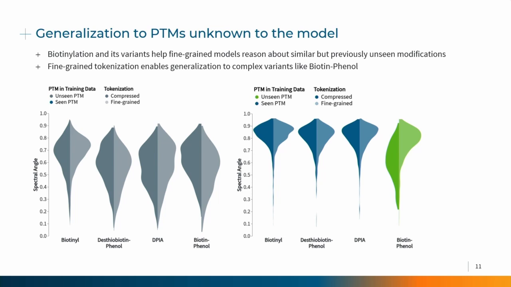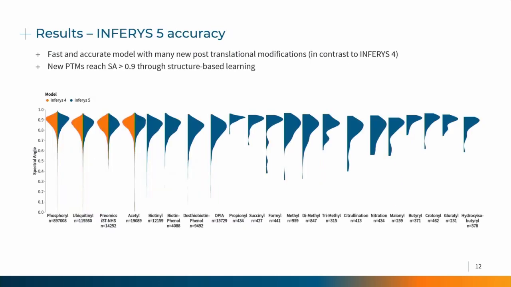But I already mentioned that we can get generalization, but at the cost of prediction time. And since speed is a priority to us, we decided to train INFERYS 5, a structure-based model with high compression tokenization. So we still retain the inference speed. However, this time we support many more PTMs than INFERYS 4. And you see the evaluation of the 2 models on different modifications on these violin plots. In the first 4 violin plots, you can see that we can still compare the accuracy to INFERYS 4 because INFERYS 4 already supported these PTMs.